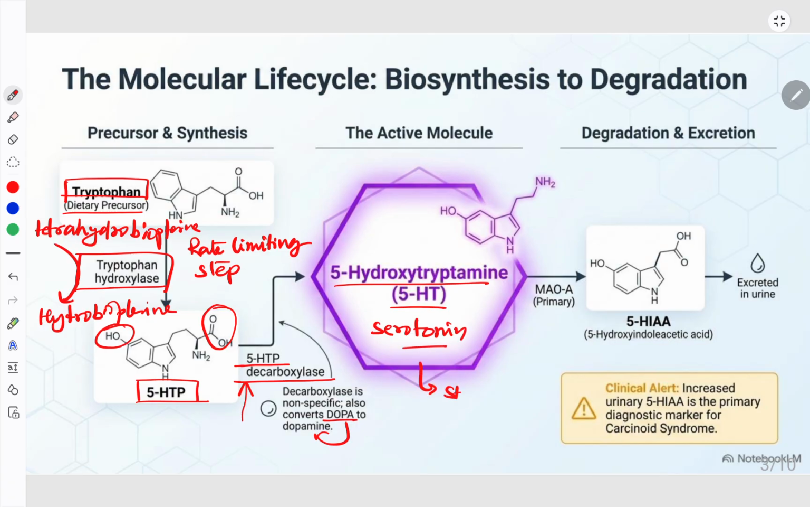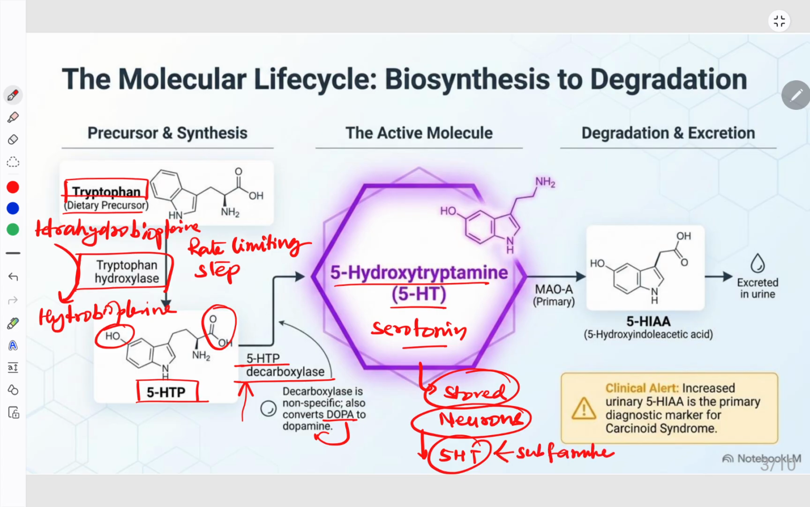This serotonin is stored inside the cells where it is synthesized, or inside the serotonergic neurons where it is also synthesized, and then released upon activation and acts through its receptors, which are 5-HT receptors having multiple subfamilies. After it has acted, it is metabolized by an enzyme known as monoamine oxidase. Monoamine oxidase, or MAO enzyme, as you already know, has two types, A and B.